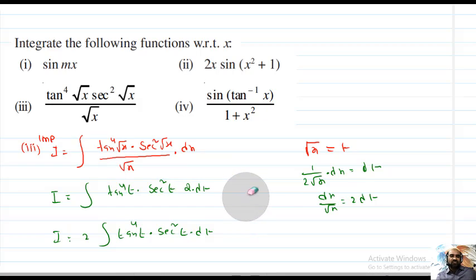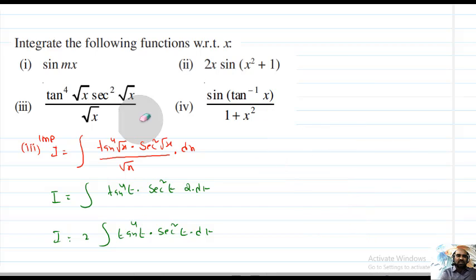So this becomes lengthy now. Instead of root x, if you take tan root x as t, then the problem becomes easy, I think. But I already started, so I want to complete it in this way only. Listen, all of you. Here again we need to substitute something, because tan and secant are involved now.